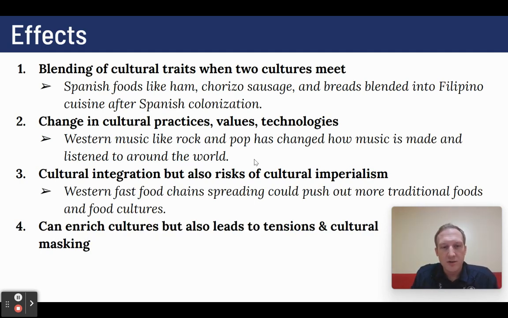It can enrich cultures, but it also leads to tensions and cultural masking. Cultural masking is essentially where you're hiding another culture. This happened in the United States with Native American cultures, where as Europeans were moving into what is now the United States, a lot of Native American cultures were pushed out, or they literally forced Native American kids to go to Americanization schools where they taught them how to be Americans. So they were trying to strip their culture away and replace it with a new culture.